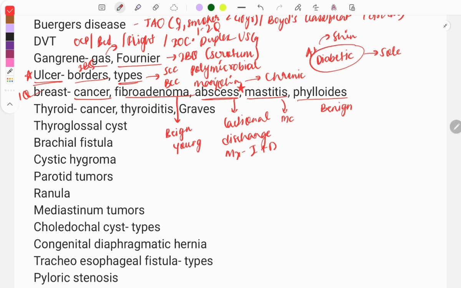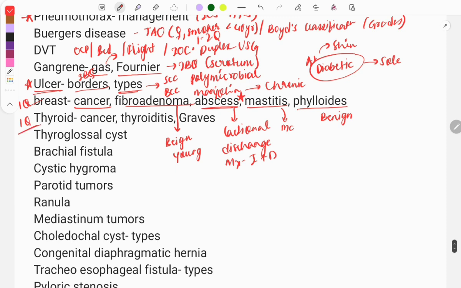Then moving on to another very important topic, that is the thyroid. So you can expect one question from the thyroid also. Questions are asked mainly on the cancer, the types of thyroid cancer. There are four types: papillary, medullary, anaplastic, and follicular thyroid. There are some features which differentiate them from one another, so you need to look at them, and one-liners are also asked on this cancer.